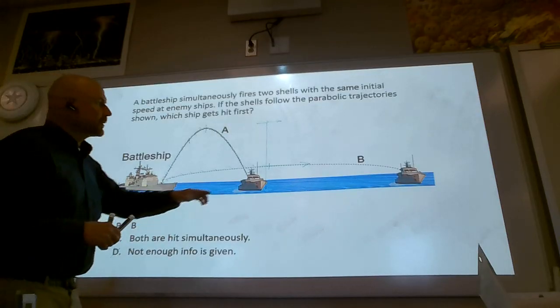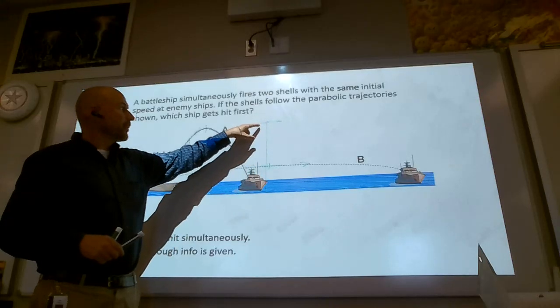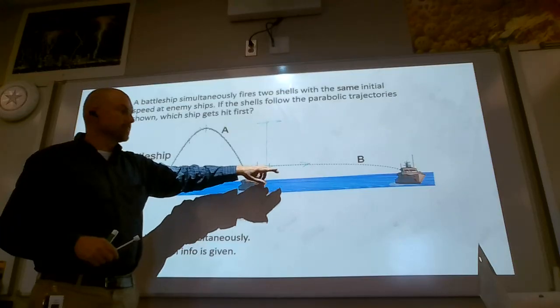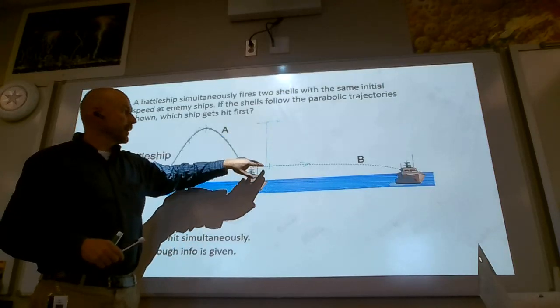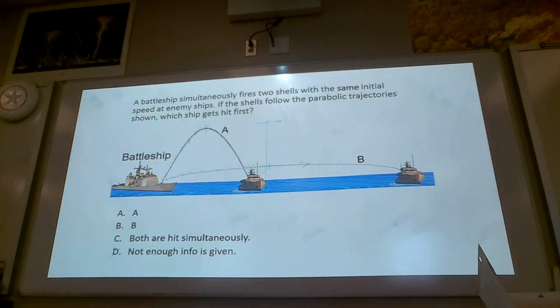If we threw both of these balls simultaneously, both horizontally, this one's slower than this one. This one's higher than this one. Which one's going to hit the ground first? Tell your neighbor and tell them why.